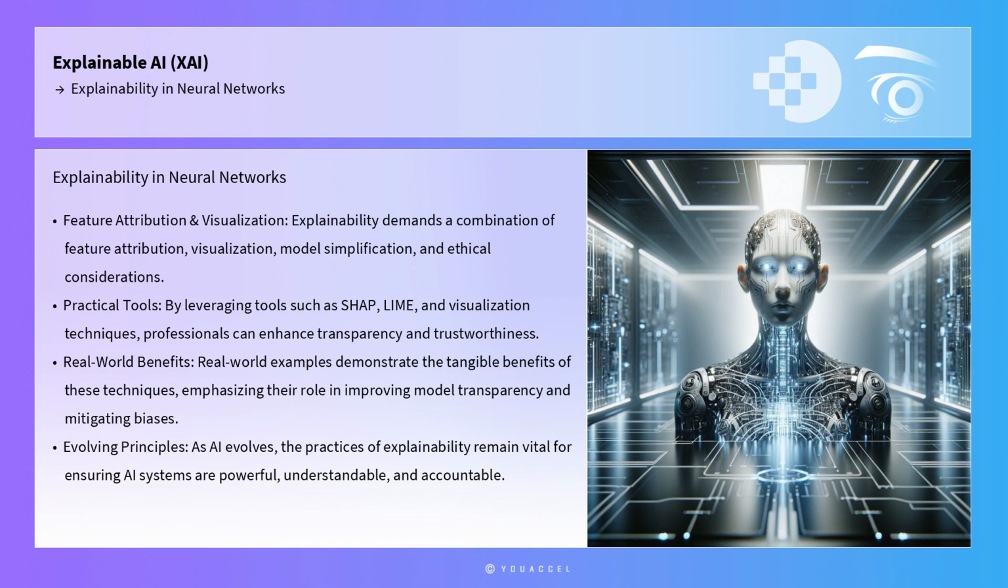In conclusion, explainability in neural networks is a multifaceted challenge that demands a combination of feature attribution, visualization, model simplification, and ethical considerations. By leveraging practical tools such as SHAP, LIME, and visualization techniques, professionals can enhance the transparency and trustworthiness of AI systems. Real-world examples demonstrate the tangible benefits of these techniques, highlighting their role in improving model transparency and mitigating biases. As AI continues to evolve, the principles and practices of explainability will remain vital for ensuring that AI systems are not only powerful, but also understandable and accountable.